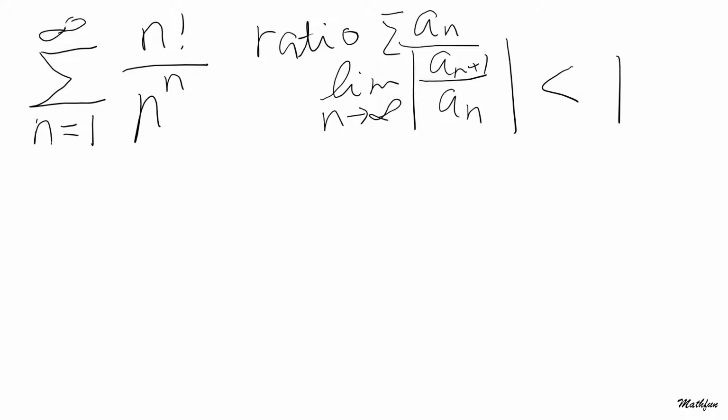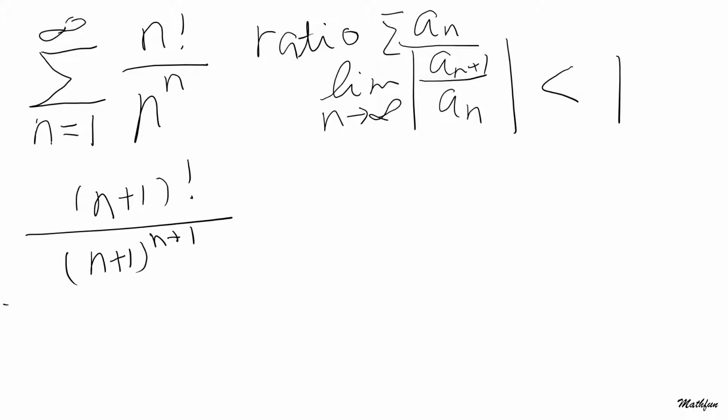So let's see how it looks. Now obviously in this case the number is positive, so we do not need the absolute values. So what we are going to do here is a_(n+1), so that means (n+1) factorial divided by (n+1) to the power of n+1, over n factorial over n to the power of n. So this is a_(n+1), this is a_n.